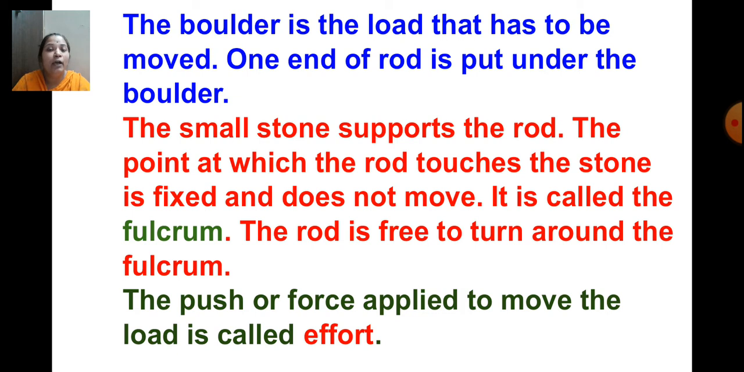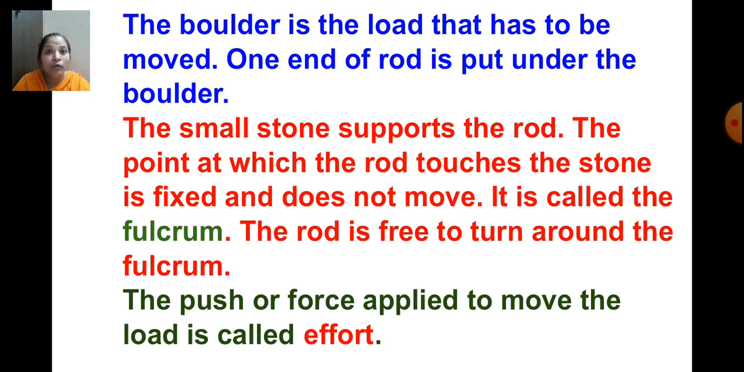Now understand about this, children. The previous picture that we saw, the boulder is the load. That boulder or big stone is the load that has to be moved, or the work which has to be done. So that will be called the load. One end of the rod is put under the boulder. Now as we saw, to move that bigger stone or boulder, the boy took the help of the rod. And how did he do it?